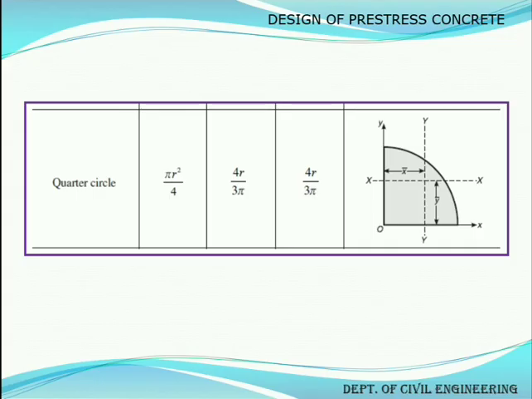The last formula is of the quarter circle, and for a quarter circle both x bar and y bar will be 4r by 3 pi. Whichever quadrant the quarter circle is in, the formula remains the same. So we have discussed the formulas for the figures which we commonly use. The sector is not much commonly used, but still as a part of the syllabus I have derived the equation. Please go through that equation.